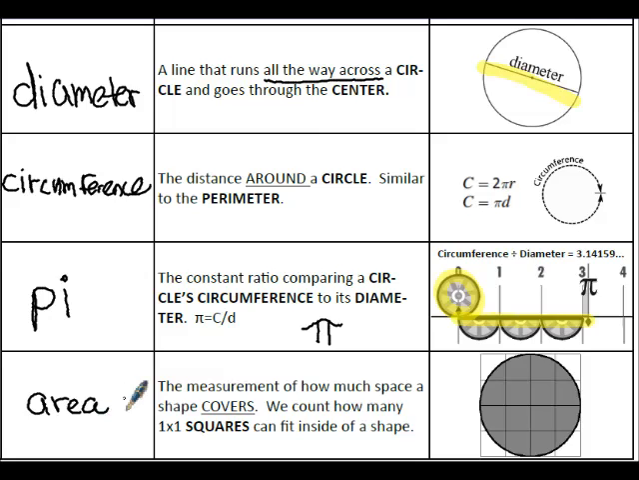Now the measurement of how much space a shape covers is area. And the area of a circle is pi r squared. So we use that to estimate what our area is because the circle covers parts of some squares. So the radius is 2 and 2 squared is 4.